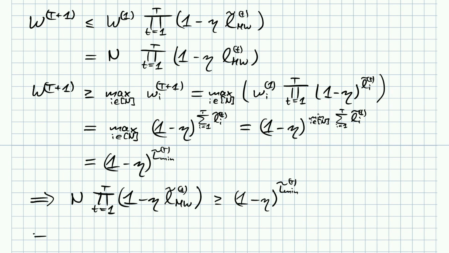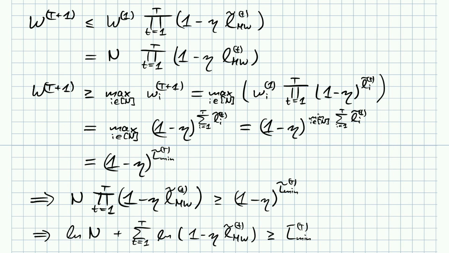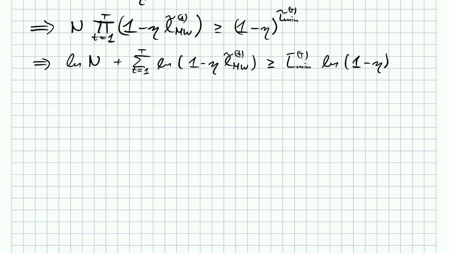Now I can take the logarithm on both sides. What I'll get is that ln n plus the sum over all t of ln(1 - eta times L_mw^t tilde) is at least L_min^t times ln(1 - eta). Now there's one more thing that we'll have to understand here, namely how do we now get rid of these logarithms.